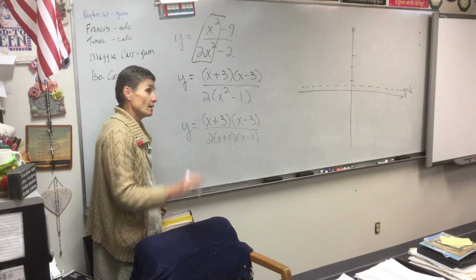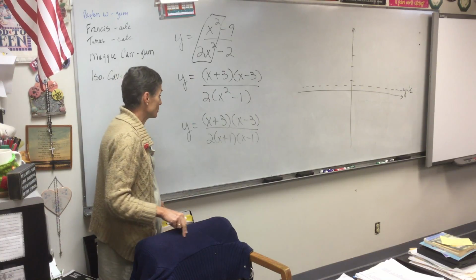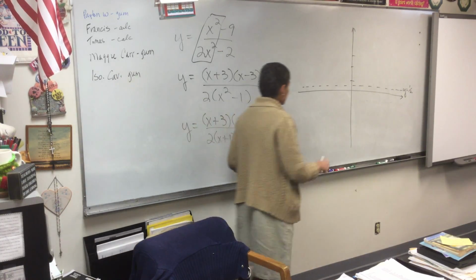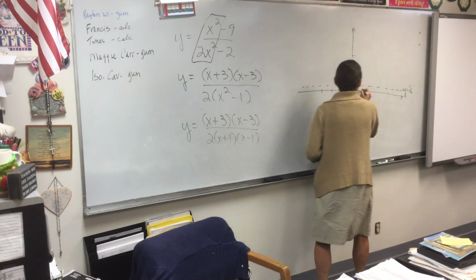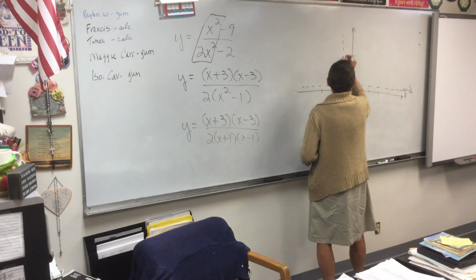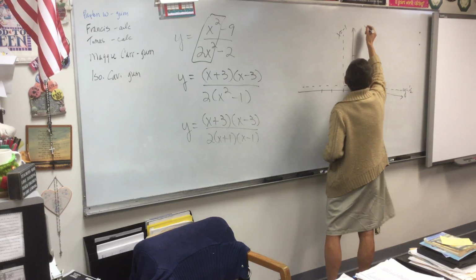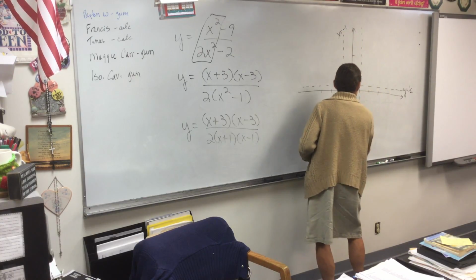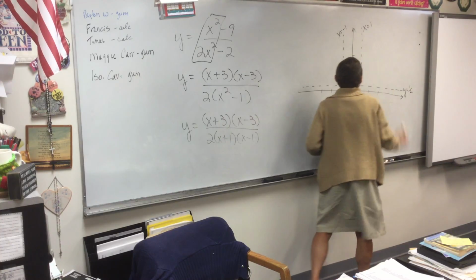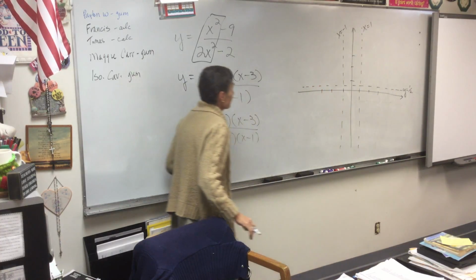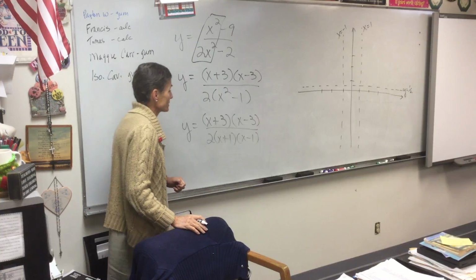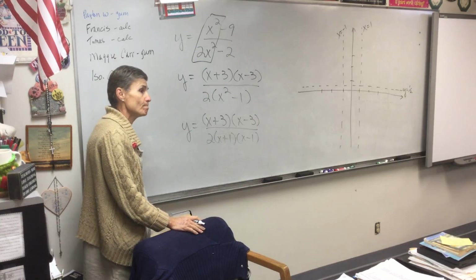We know we've got 2 vertical asymptotes this time. One is at -1 and one is at +1. Now notice how Mrs. Ford labels everything. That's what you are expected to do. Asymptotes are lines, so we'll label them with equations. X equals 1, x equals -1. Good.